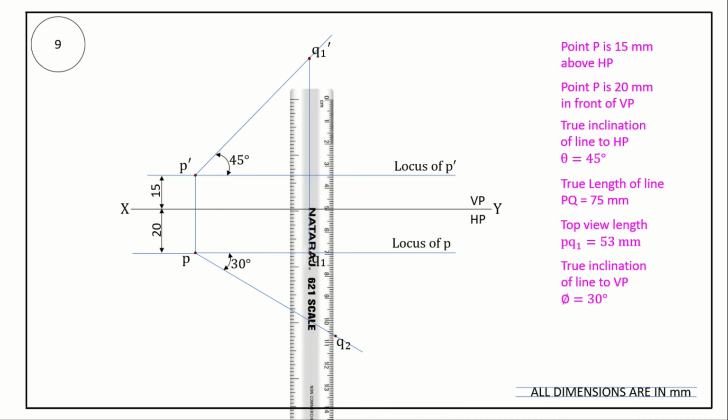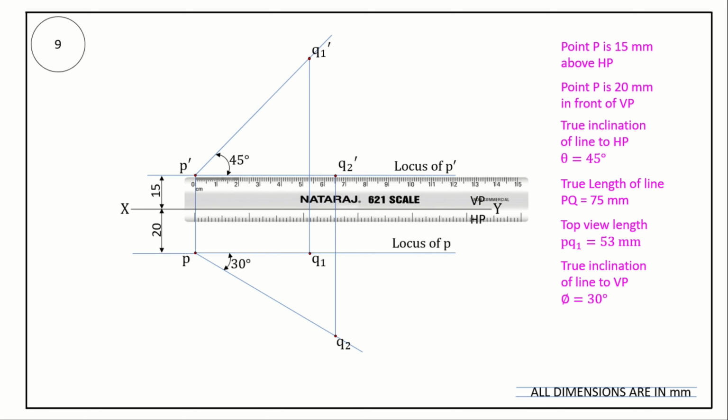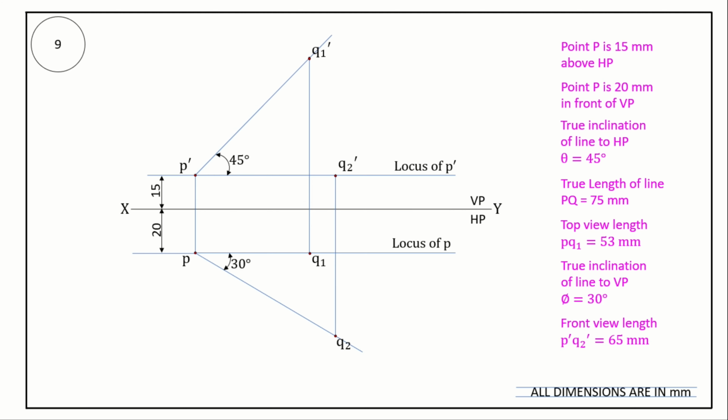From the point Q2, draw a perpendicular line to XY. This line cuts locus of P dash at a point Q2 dash. Measure the length of the line P dash Q2 dash. This length, front view length P dash Q2 dash, is equal to 65 mm. So using the true inclination of line to VP, phi equal to 30 degrees, and true length of line PQ equal to 75 mm, we have now found the front view length P dash Q2 dash equal to 65 mm.